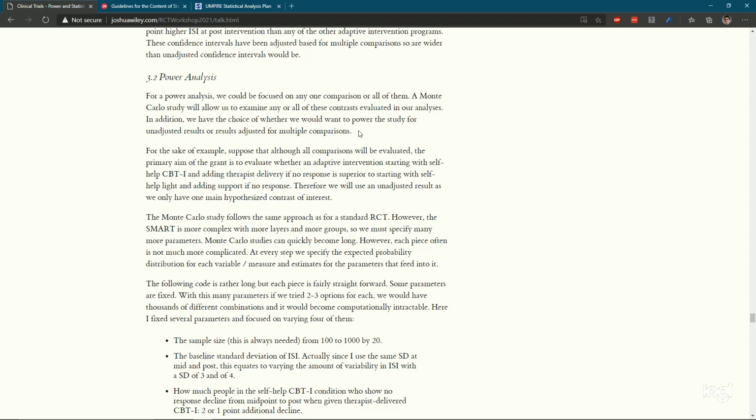We also have the choice of whether we want to power the study for unadjusted results or results adjusted for multiple comparisons. And adjusting for multiple comparisons would become particularly important if the primary aim of your grant was actually to look at all of those different pairwise comparisons.